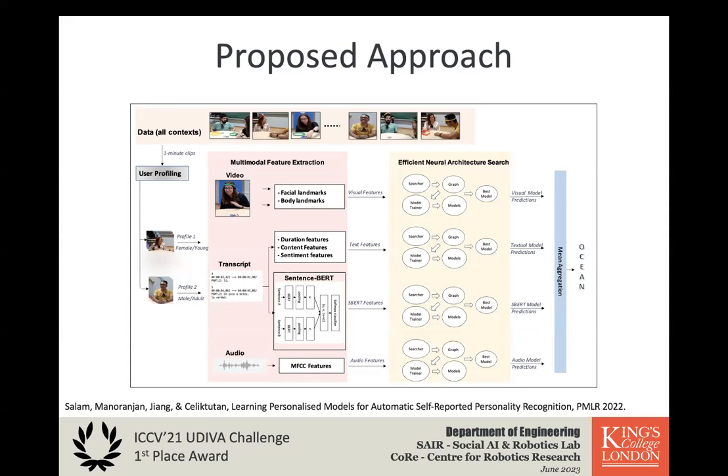personalized model where, instead of building a generic model, we built a personalized model based on each user profile, whether they are female, or they are younger than 30 years old, et cetera. And this helped us to win the challenge. And here we have combined different feature types, as you can see as the input.